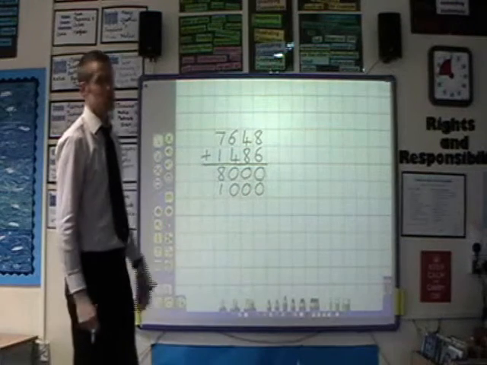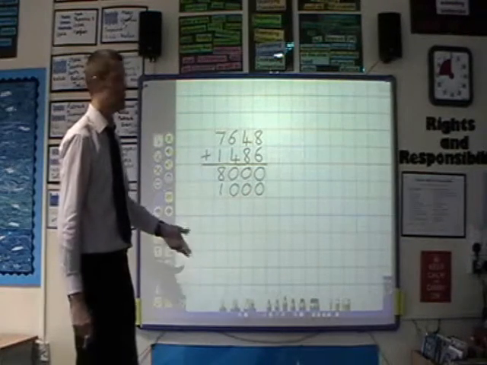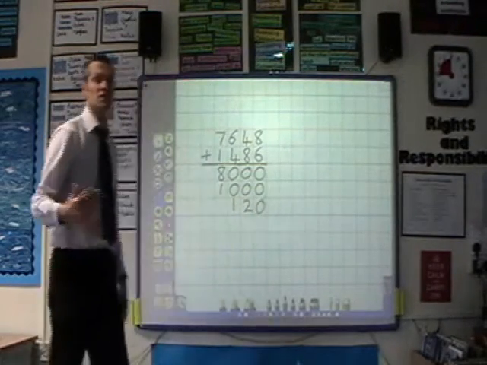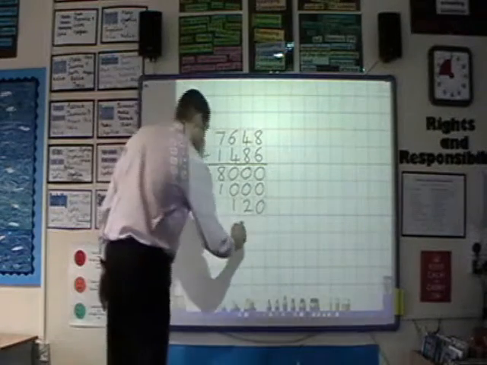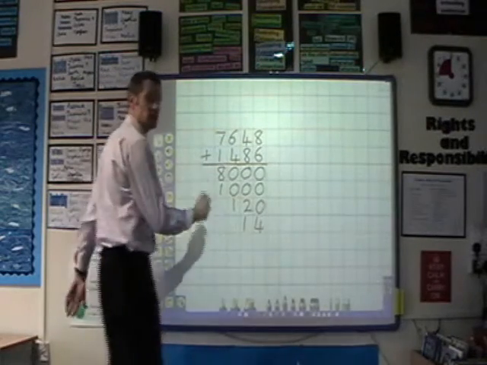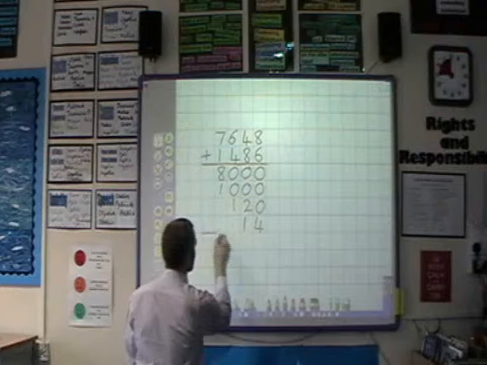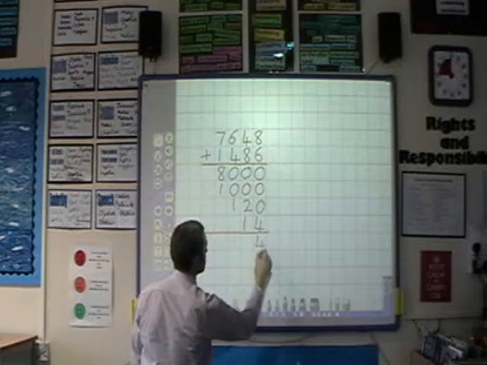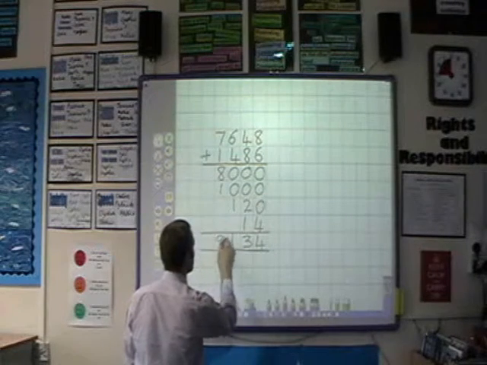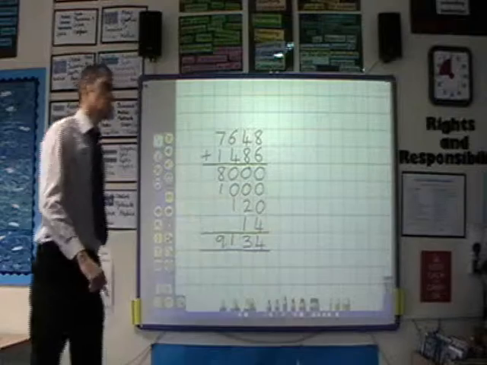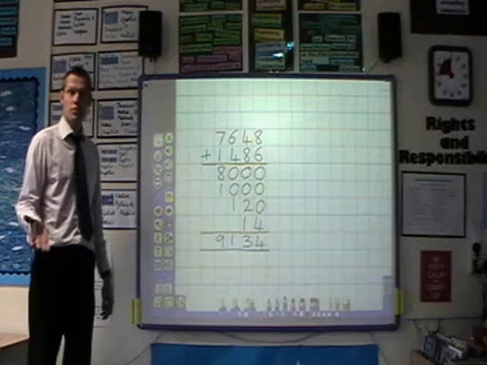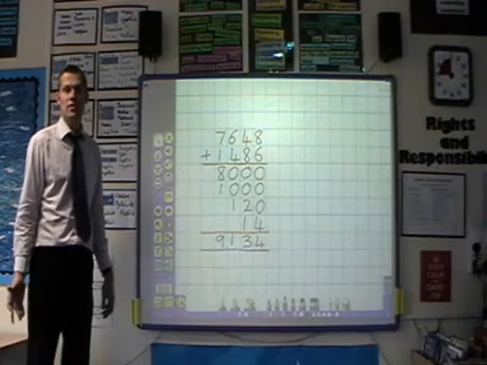They would then add the tens, so that's 40 plus 80, which is 120, before finally adding the units, and 8 and 6 make 14. Those 4 numbers are then added up to give the total, $9,134.